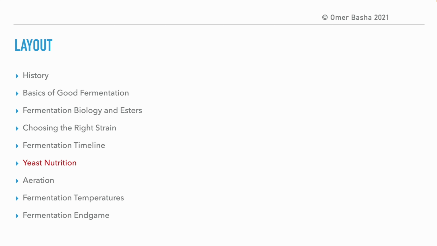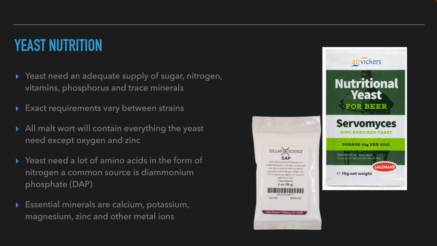Now that we've talked about the fermentation timeline, we will move on to talk about the nutrients the yeast needs. Like all organisms, yeast needs an orderly supply of sugar, nitrogen, vitamins, phosphorus, and minerals to live and develop. The exact needs vary from species to species. A wort made with 100% malt will have everything the yeast needs except oxygen and zinc.